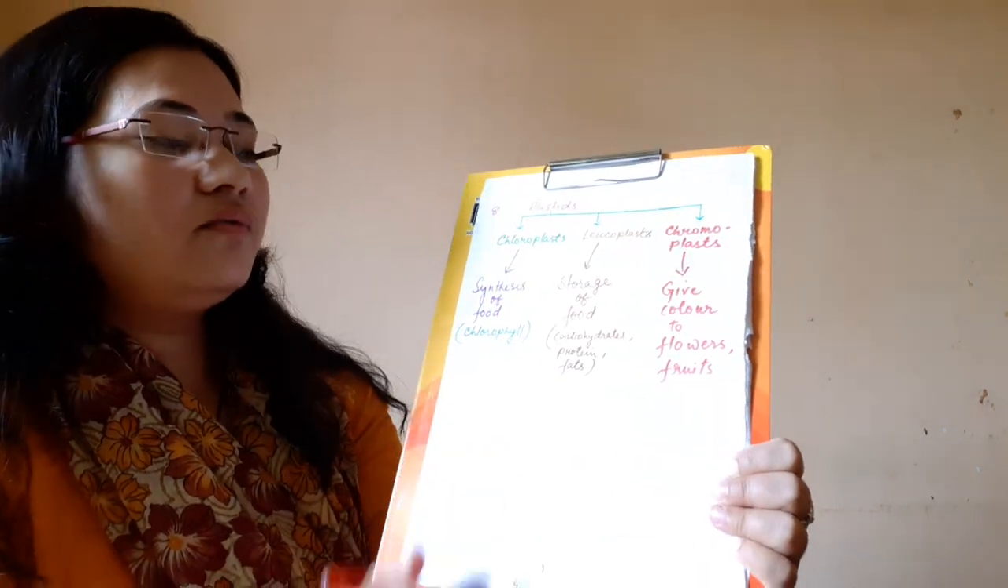Okay, so here we finish the cell organelles. Please make a chart. On one side you will write the names of the cell organelles, on the other side you will write the functions of the cell organelles. Okay, in our next video we will study about prokaryotic and eukaryotic cells.